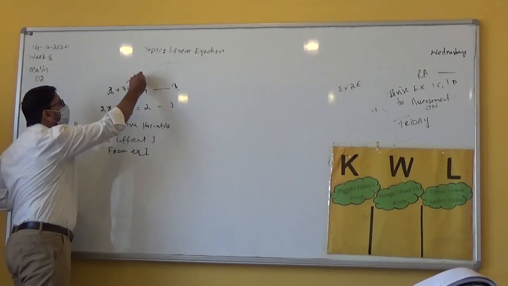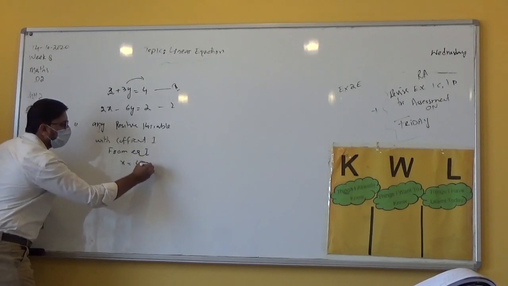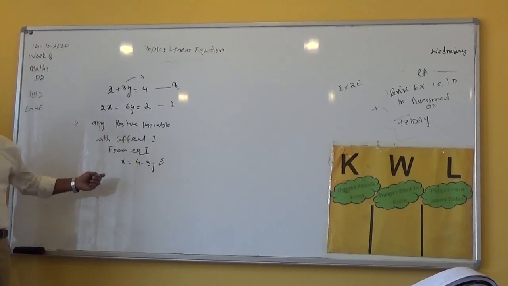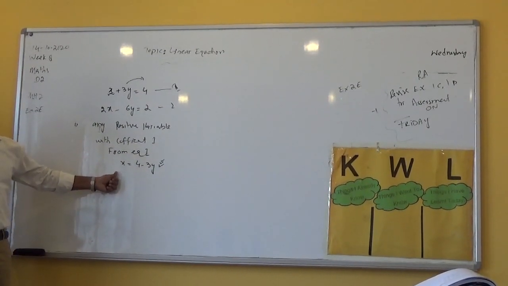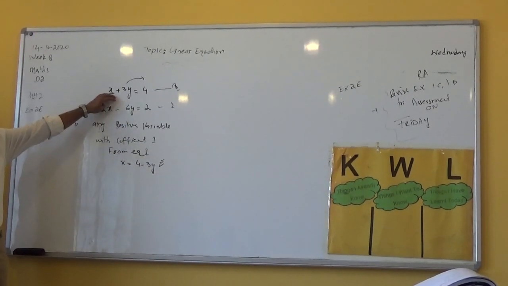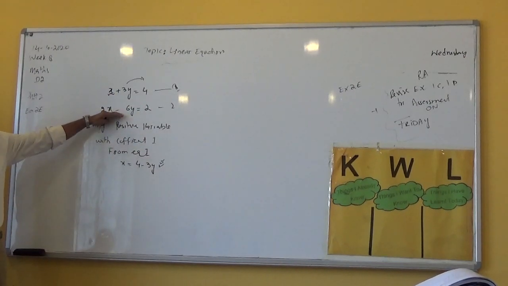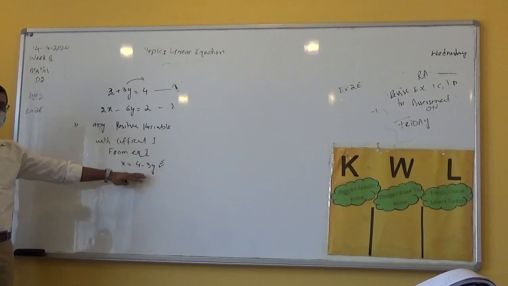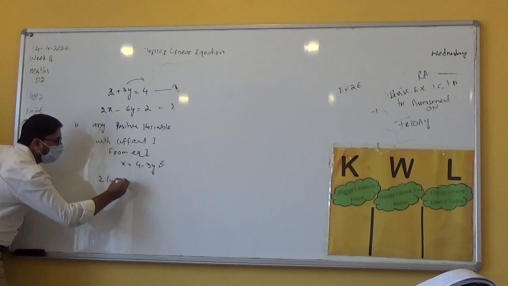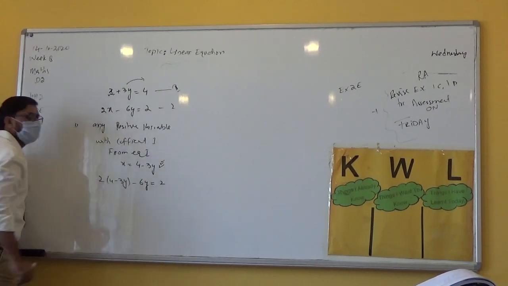So move 3y to the other side. What will it be then? x is equal to 4 minus 3y. So this is your new equation, this is the value for x. From which equation did we draw this value? From your first equation. Now put back this value in the second equation against x. Replace x with the value of x. So what will it be then? It's 2 into 4 minus 3y minus 6y is equal to 2.